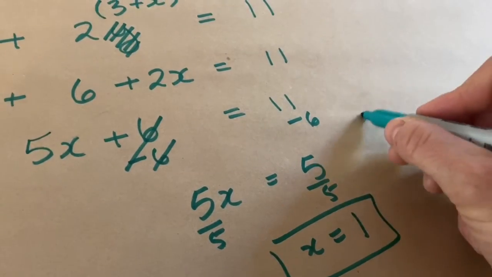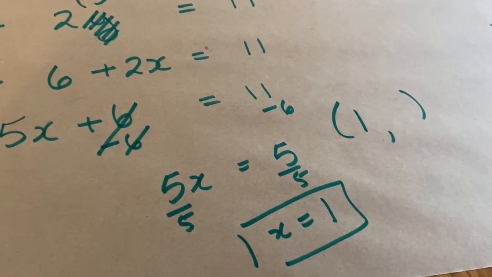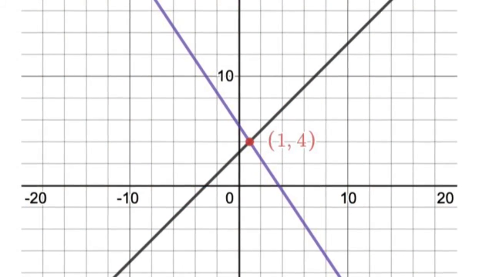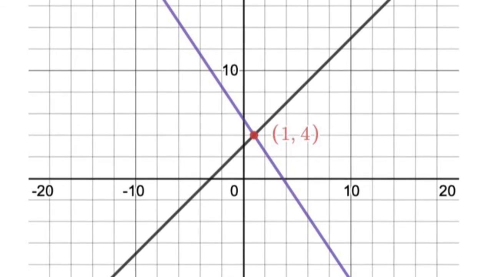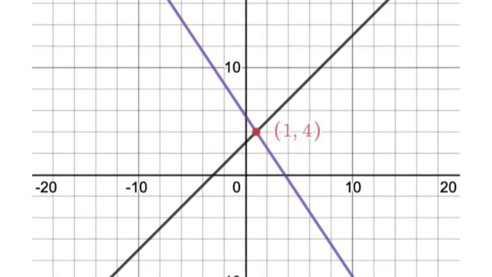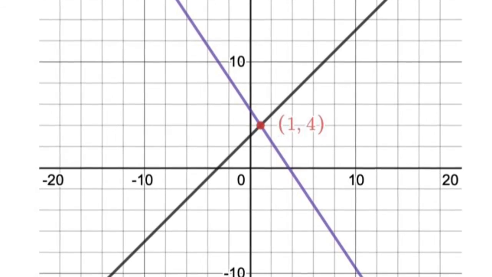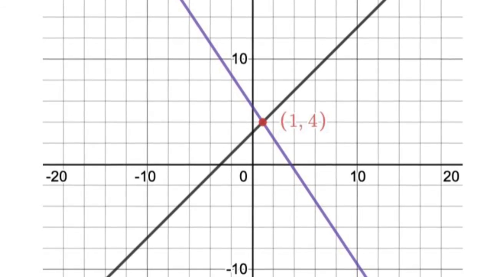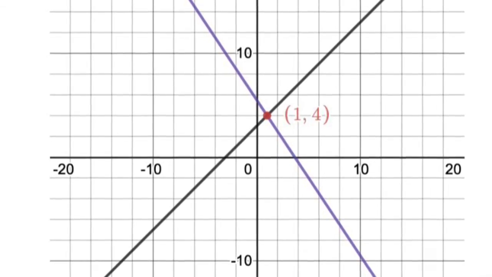That means the intersection point should start with a 1. Let's check with Desmos to make sure we didn't make a mistake. So here I am in Desmos, and I can see that those two lines, they are touching at 1, 4. So that means x should be equal to 1 when the two lines touch. And now somehow we want to use a little bit more algebra to get that y should be equal to 4. So we'll do that together now.